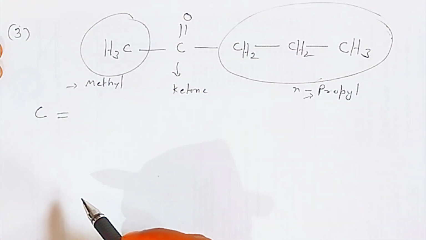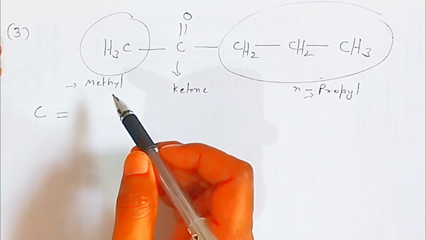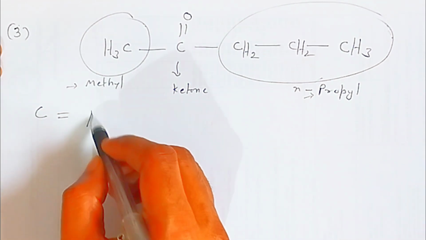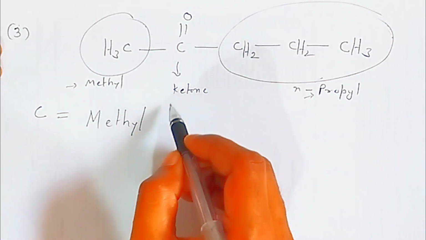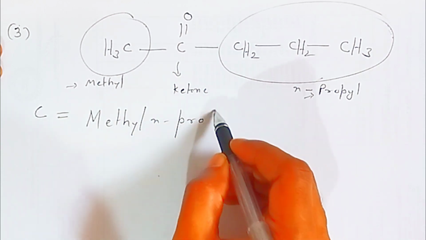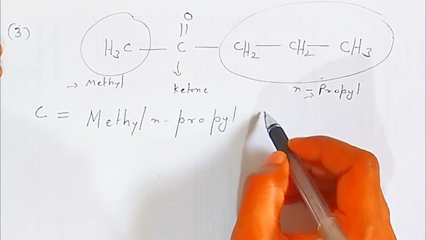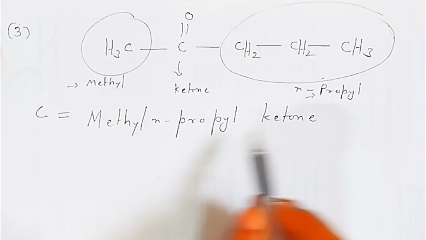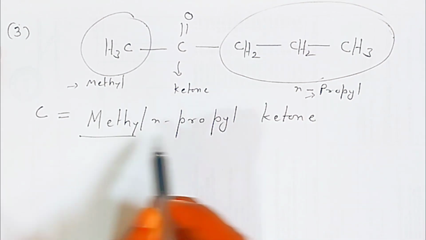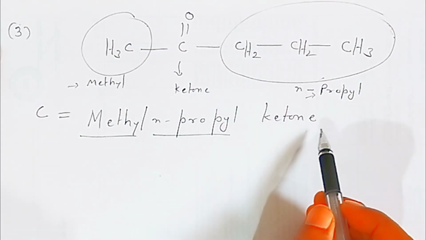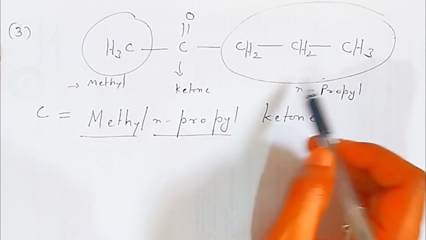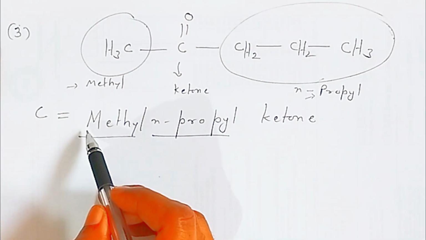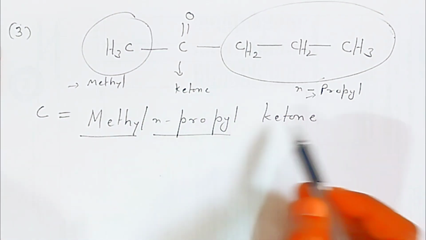Okay students, so what will be the common name? That is called methyl n-propyl ketone. So students, you have two alkyl groups, that is methyl and n-propyl. So methyl n-propyl ketone. Which type of propyl? That is normal propyl. So this way you have to name it: methyl n-propyl ketone.